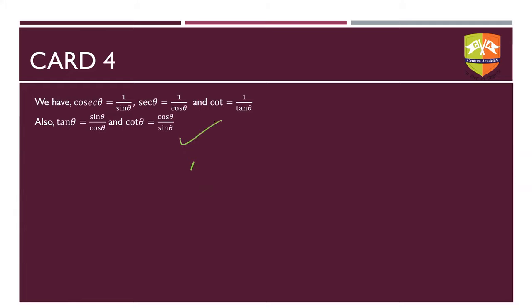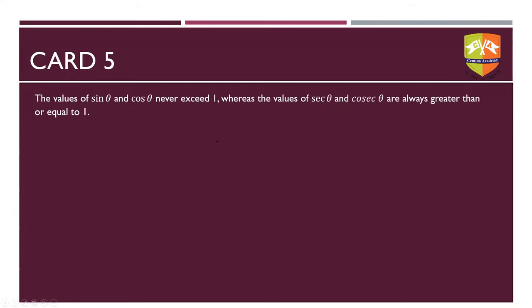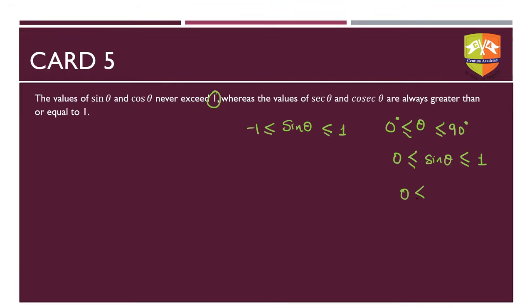This is what they were talking about, which we just discussed. Next: the value of sine theta and cos theta never exceed 1. Always remember that. Though there are no questions related to the maximum and minimum value of the trigonometric ratios here, sine theta is always greater than or equal to minus 1 and less than or equal to 1. In your case, since theta is between 0 and 90 degrees, 0 is less than or equal to sine theta, which is less than or equal to 1. For cos, again 0 is less than or equal to cos theta, less than or equal to 1. Both sine and cos will be between 0 and 1 if theta is an acute angle.